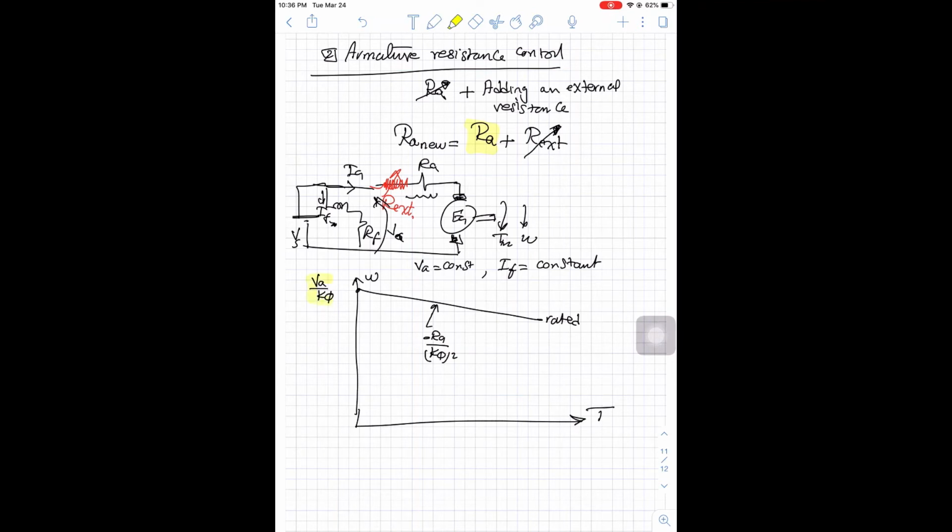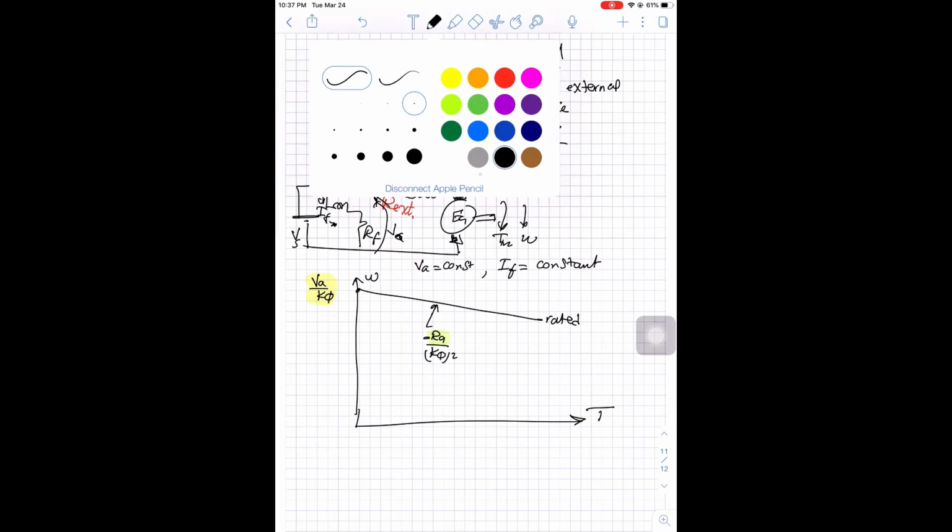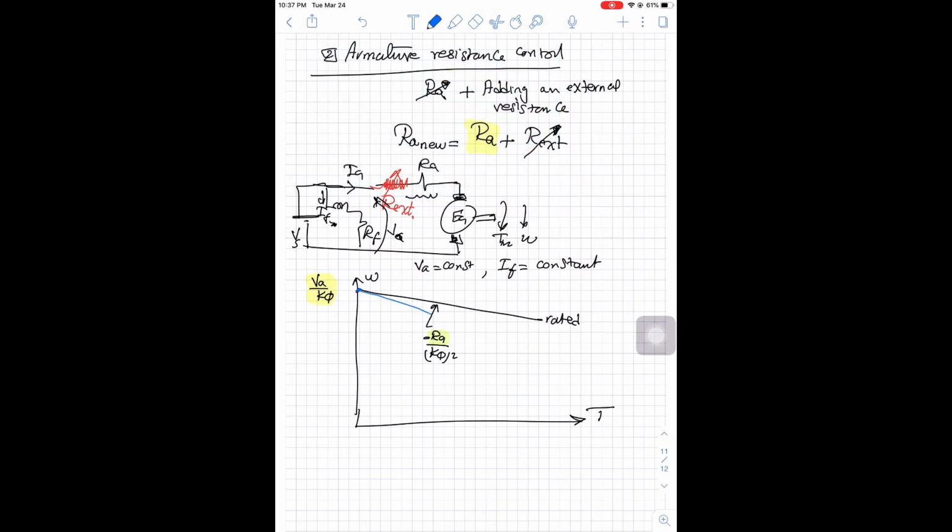As you can see, this value here is not a function of RA. RA only will change your slope. Only your slope is a function of RA. And when this value RA goes up, your slope will go up. So if we need to sketch the curve here, all the curves will start from the same starting point, but with different slopes. So here is with R external 1, here is R external 2 larger than R external 1, here is R external 3 larger than R external 2, and so on. So as you are increasing your RA, your curve is going down.